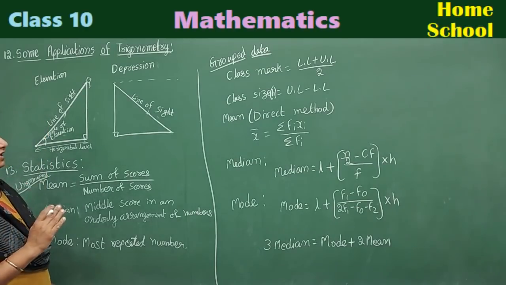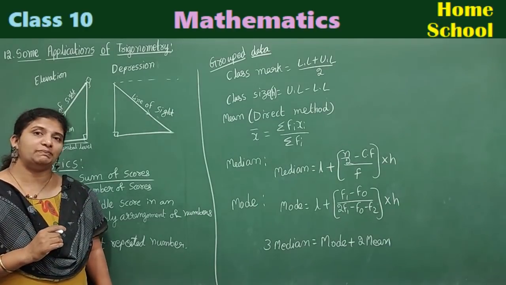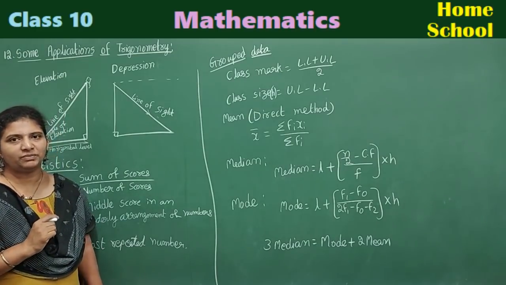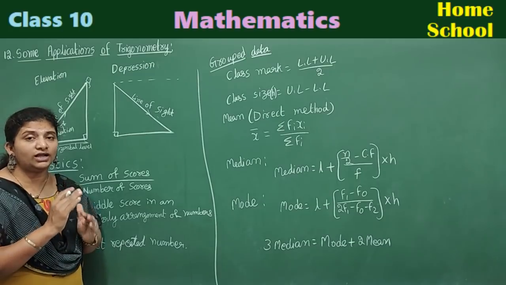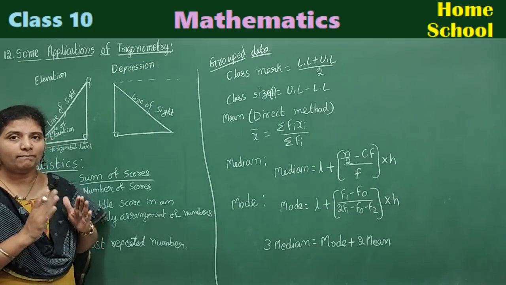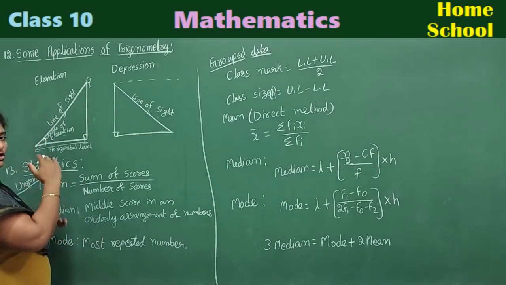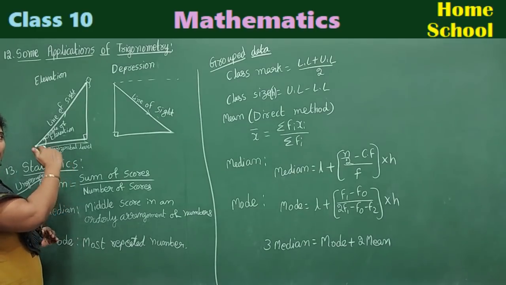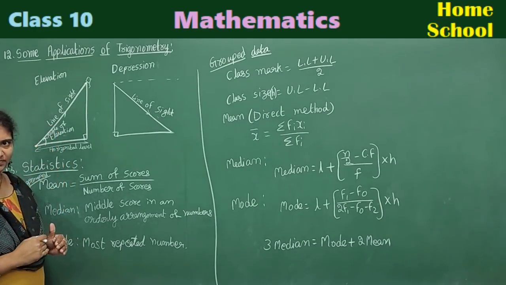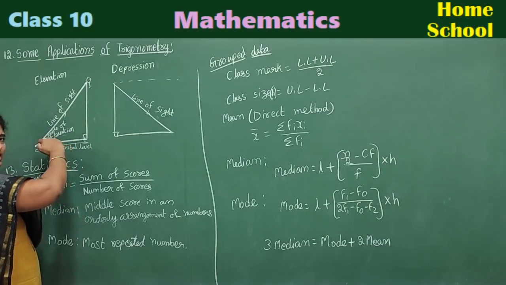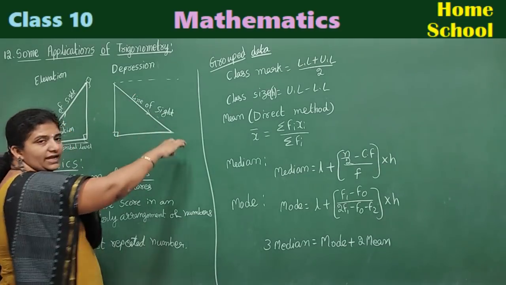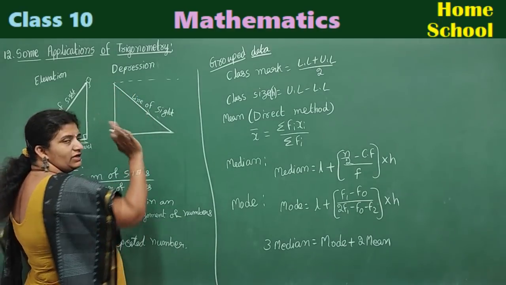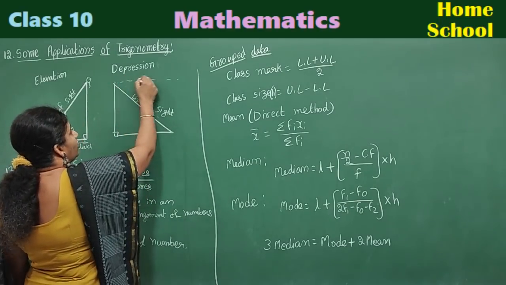Now coming to the next point, angle of depression. What is angle of depression? In the same manner, it is the angle created by the horizontal line and the line of sight. But here, what happens? Angle of elevation is above the horizontal level. But now the line of sight is here. The horizontal level won't be there, but we need to draw a dotted line.